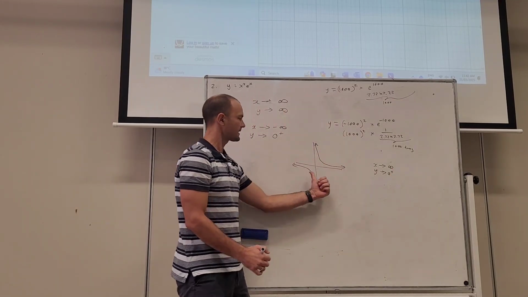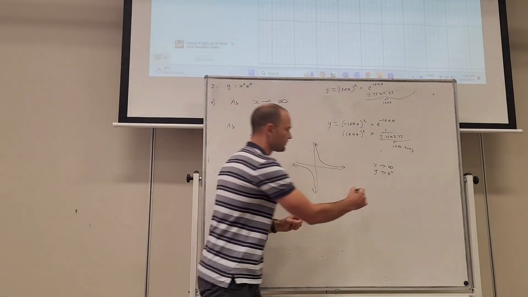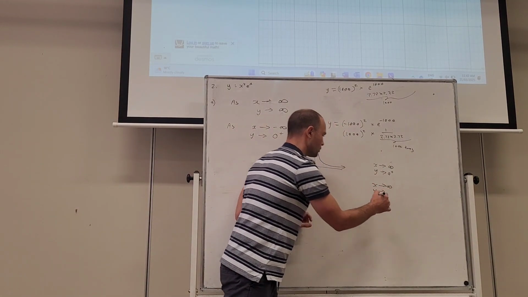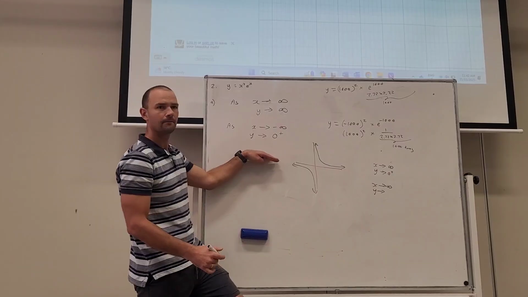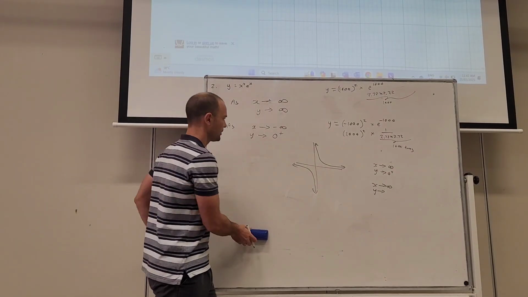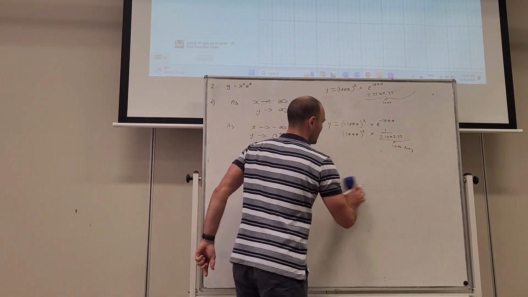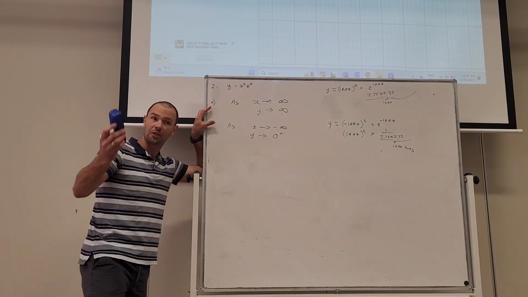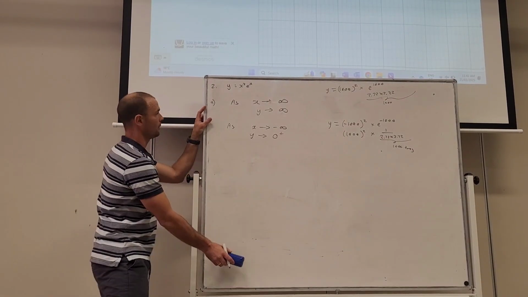All right? And as x approaches negative infinity, y approaches 0, but from the negative direction, from below the x-axis. Okay, so that's what that kind of language means. So that's the answer for part A. We can observe it in our graph and we can think about it mathematically. Encourage you to do both.